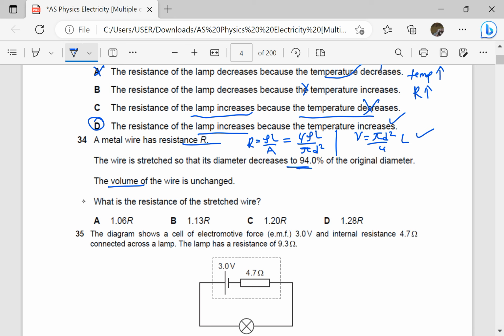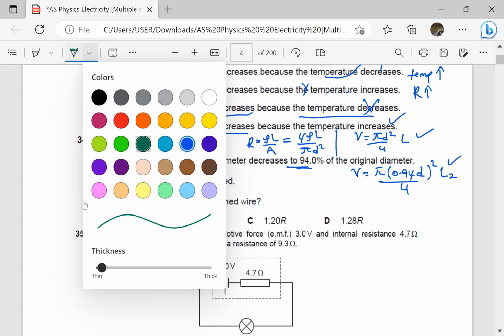Then after stretching, the volume is going to be pi, where the diameter decreases to 94.0%. That means the new diameter is 0.94 of the original diameter, squared, divided by 4, times the new length, which I'll call L2. Remember, the volume remains unchanged, so I can combine these two equations.